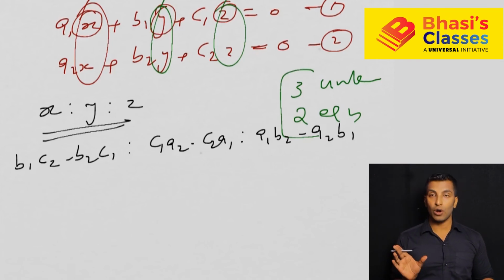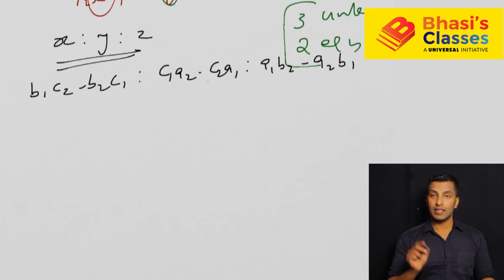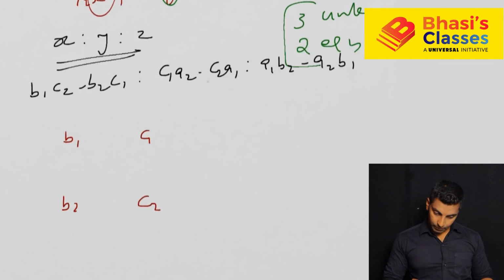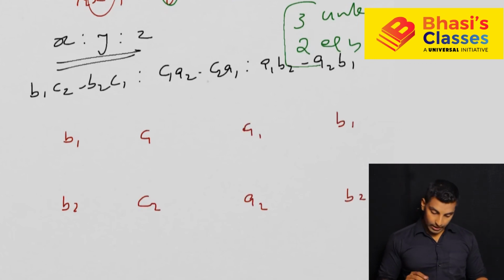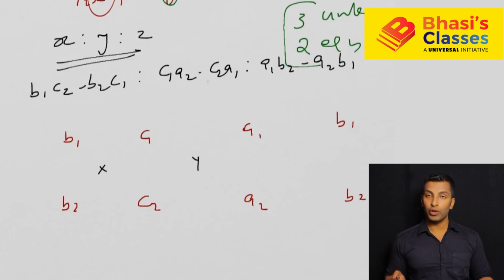Okay, you should write in this order, and now if you want a shortcut or a method to remember this, this is what we have seen in schools, right? If you remember, we have discussed this in 9th or 10th standard. See, you can write like this: b1, b2, okay, and c1, c2, then you write a1, a2, then b1, b2, okay. So this 4 is what I am going to use for x, this 4 for y, this 4 for z.